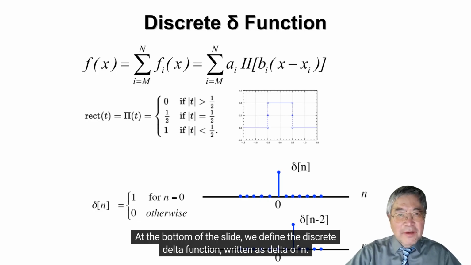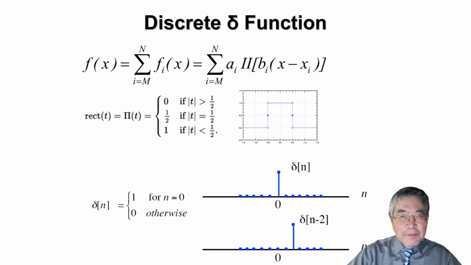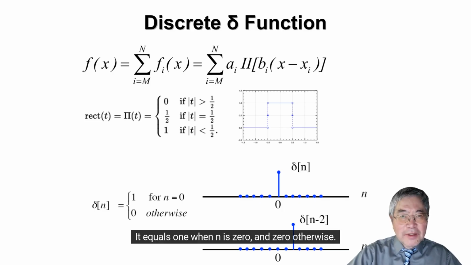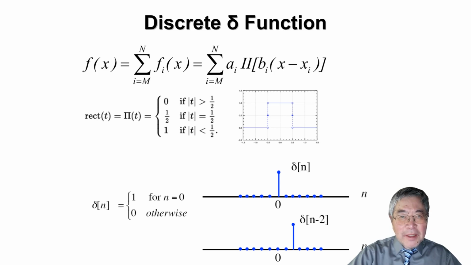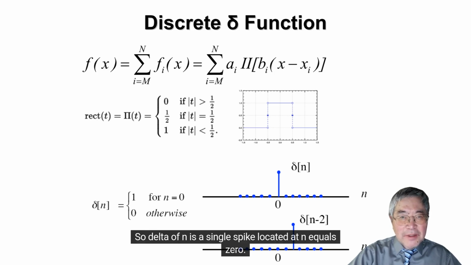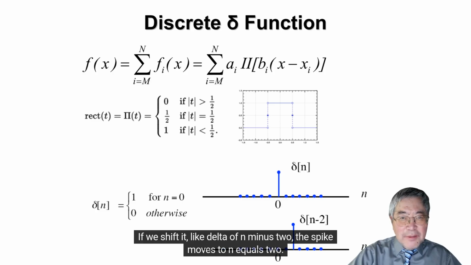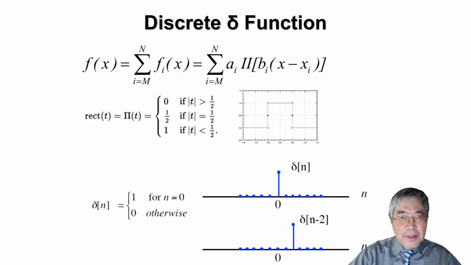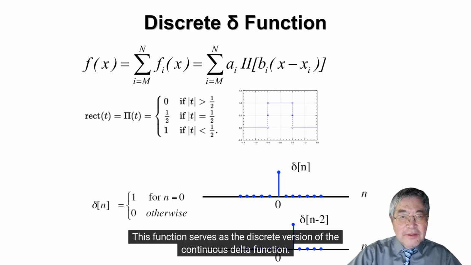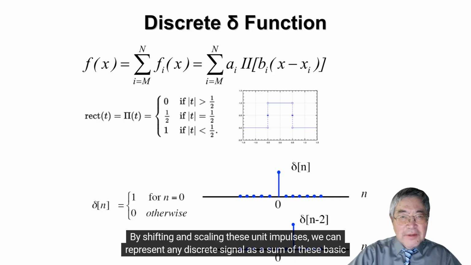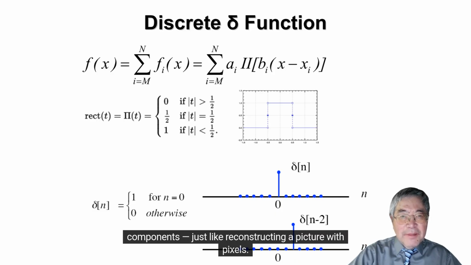At the bottom of the slide, we define the discrete delta function written as delta of n. It equals 1 when n is 0 and 0 otherwise. So delta of n is a single spike located at n equals 0. If we shift it like delta of n minus 2, the spike moves to n equals 2. This function serves as the discrete version of the continuous delta function. By shifting and scaling these unit impulses, we can represent any discrete signal as a sum of these basic components, just like reconstructing a picture with pixels.